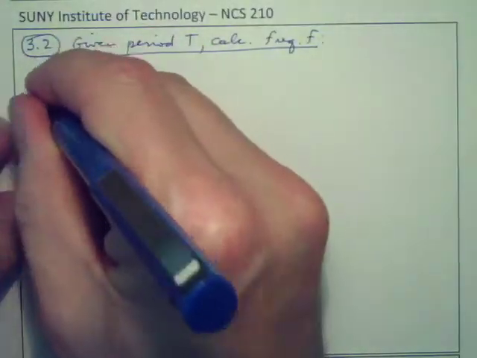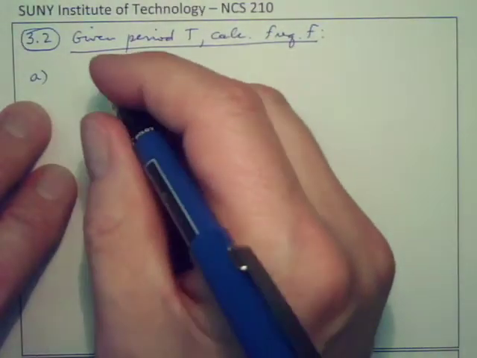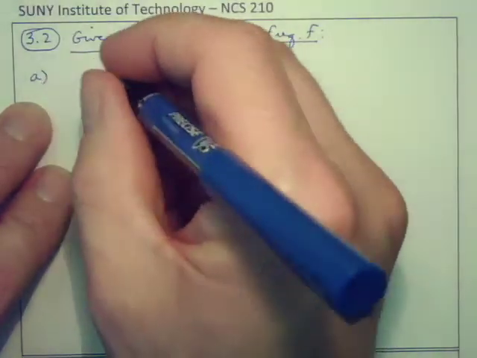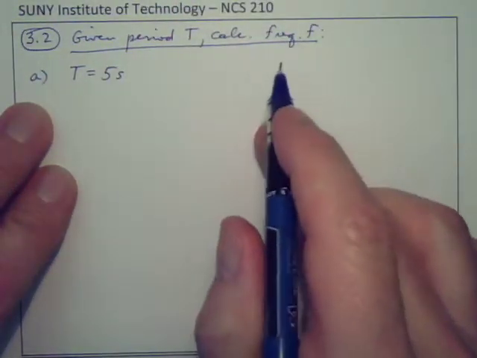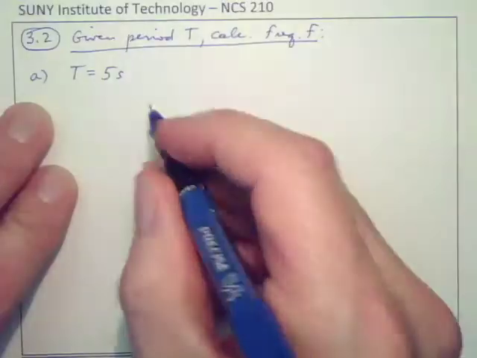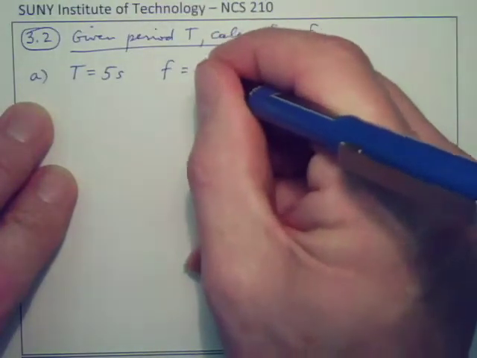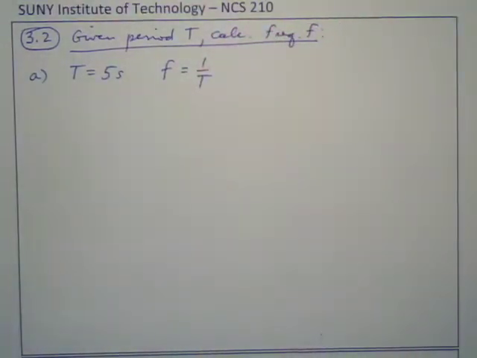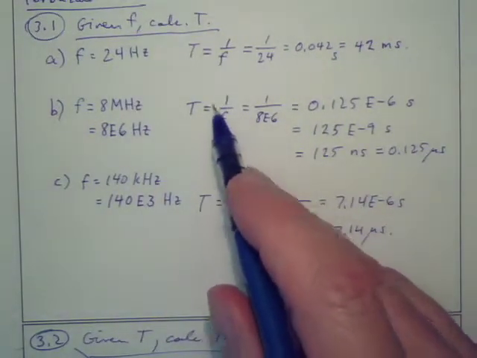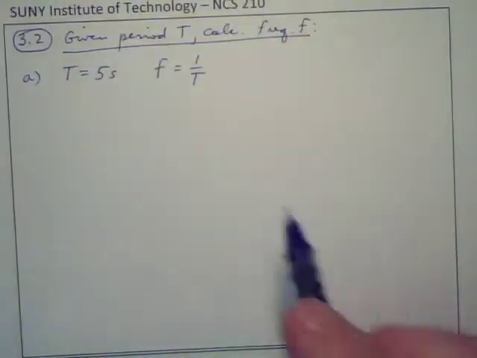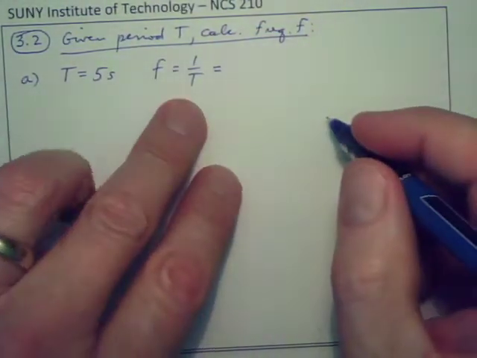These are straightforward, but give me a nice way of illustrating our problem-solving techniques. On part A, we're given the period is 5 seconds, and we need to calculate the frequency. I'm going to write that the frequency is 1 over the period. This is a lot like problem number 1, where the period was 1 over the frequency, and I can just invert that equation. They're inversely proportional, in other words.